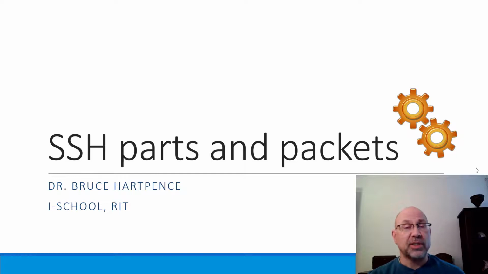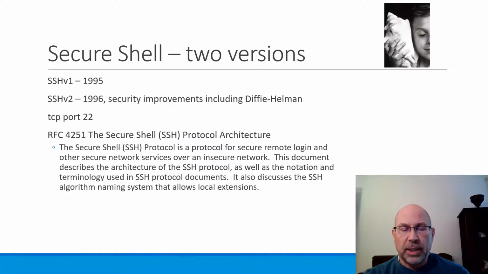All right, friends and neighbors, it's time for SSH parts and, oh yes, packets. To begin, there are two versions of Secure Shell. You always want to use Secure Shell version 2 because that's the one that has the security improvements, including Diffie-Hellman. Secure Shell, unlike Telnet, uses TCP port 22.